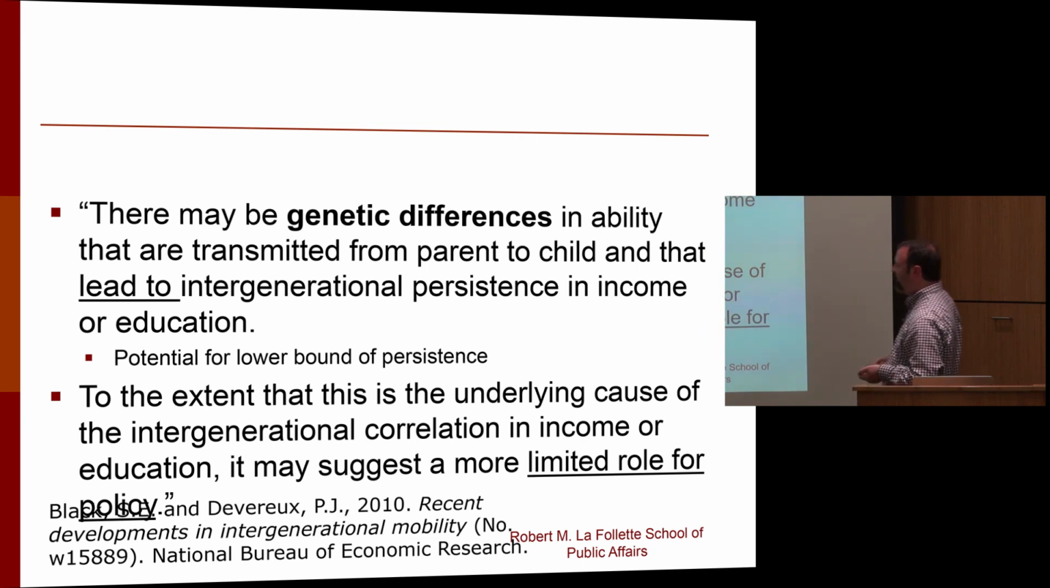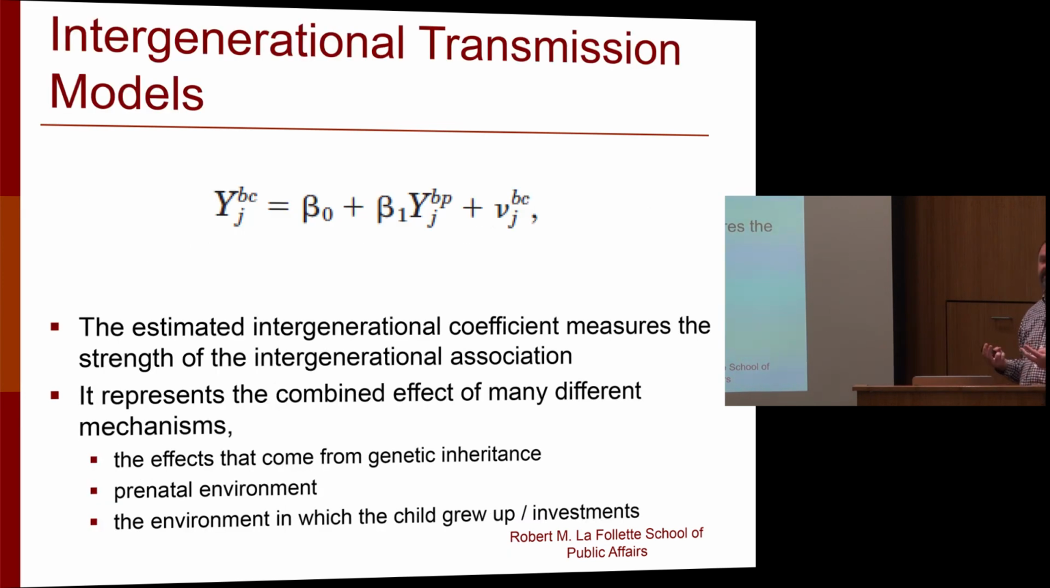And the second comment is something I disagree with, but you'll see why in a minute. It's common across many disciplines. To the extent that this genetic difference is the underlying cause of beta 1, or the intergenerational correlation, it may suggest a more limited role for policy. You've heard that from across many disciplines, that if we think that something is quote unquote genetic, there's no policy response. I think this is a particular place where gene-environment interactions come in and say that that's not true. So that's what I want to show evidence for.